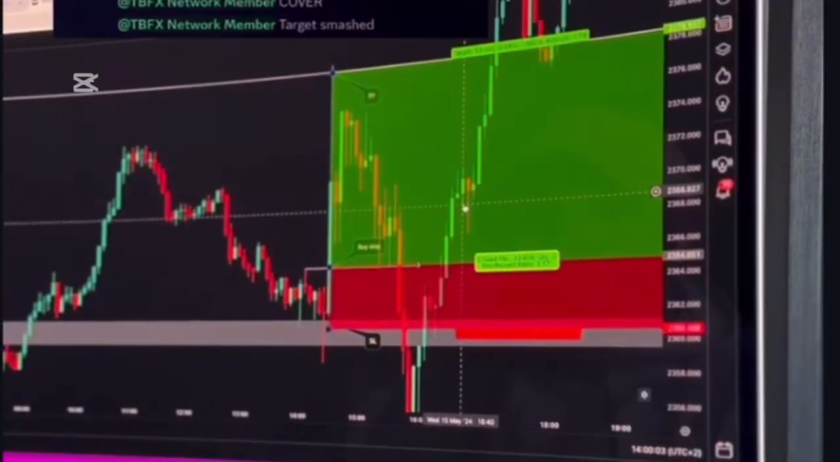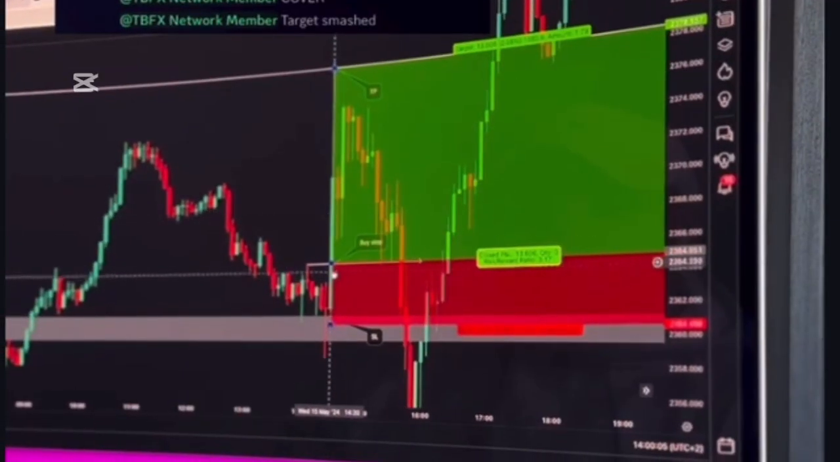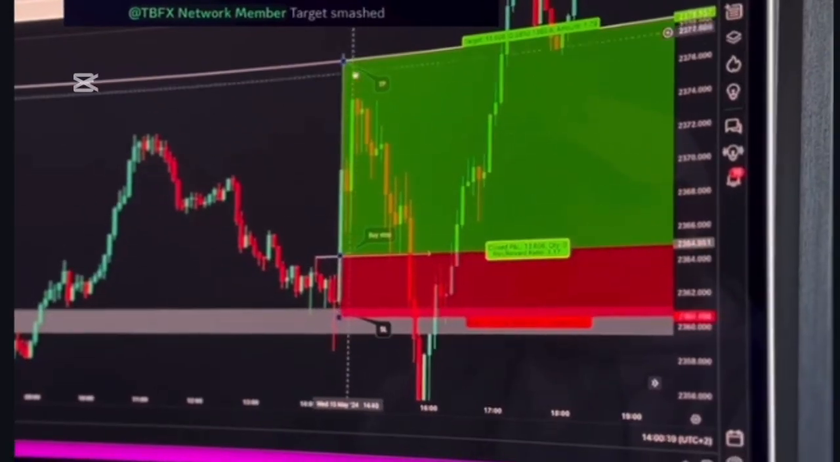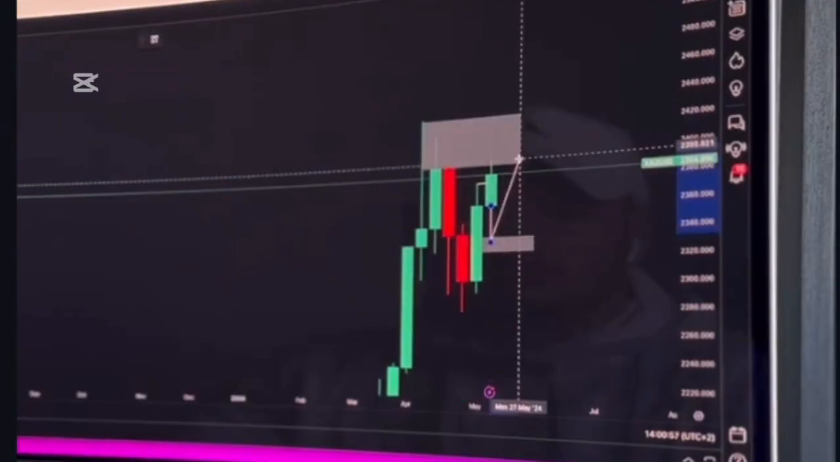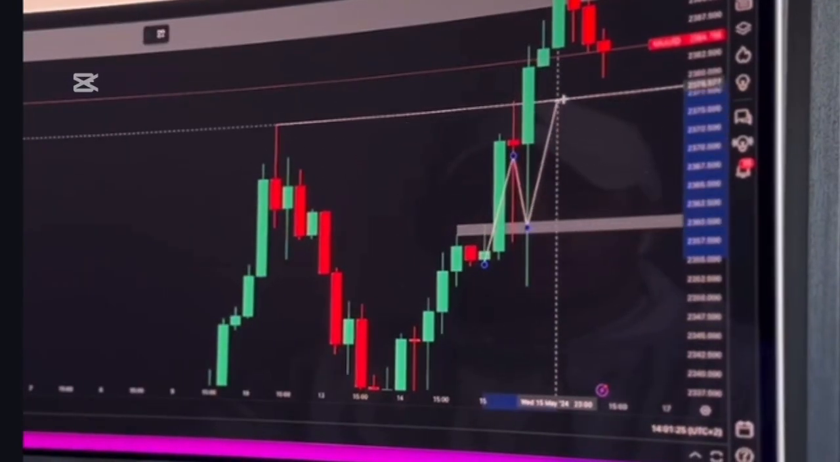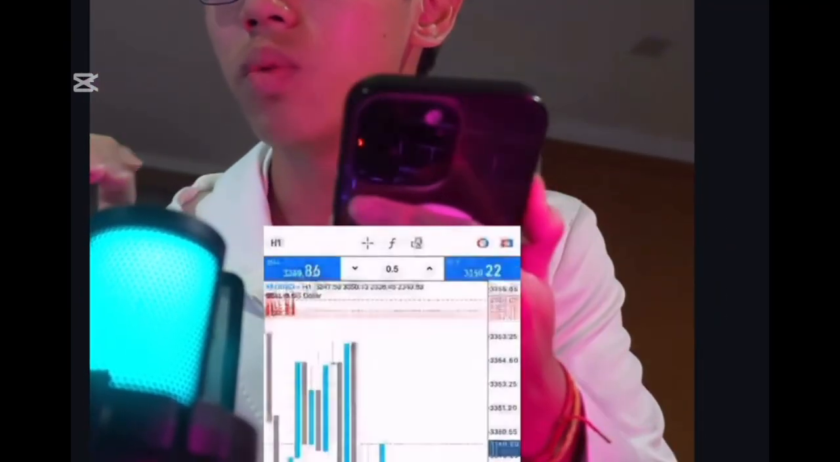Trading CPI is done using pending orders set above or below the immediate consolidation range in line with the directional bias. In this case, the directional bias was bullish. From the weekly time frame onto the 4 hour, we're looking at the bullish continuation.